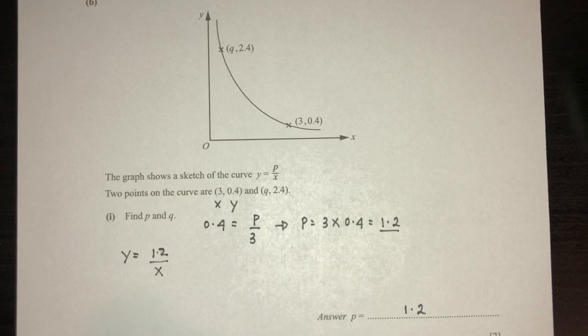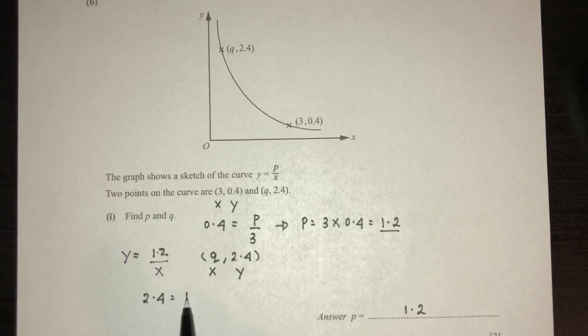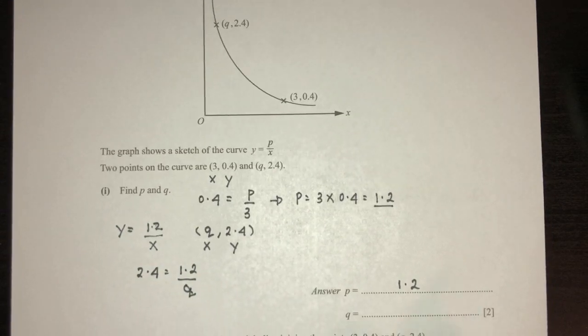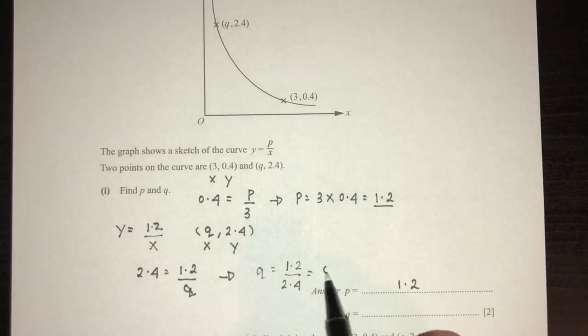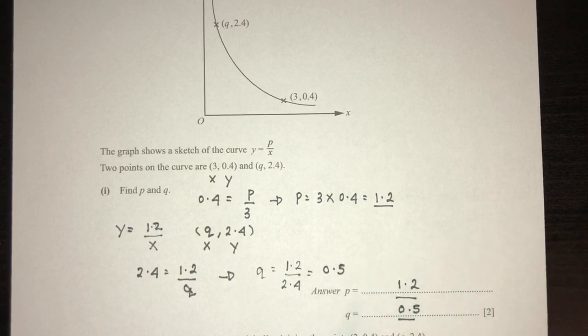Now to find the value of Q, we have to replace Q in our equation. So we know this is X, this is Y. So Y is 2.4, equal to 1.2 divided by Q. X is Q now, right? Now make Q the subject of the formula. So Q will be 1.2 divided by 2.4. That will be what? 0.5. That will be your answer for Q. Now that will be part 1.